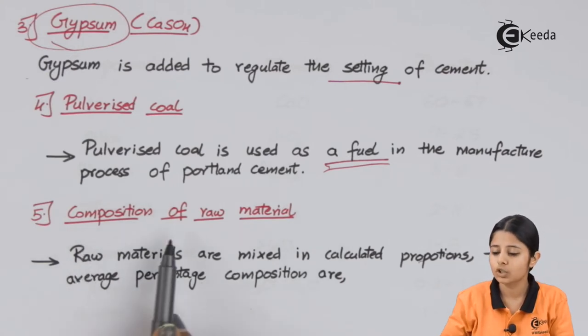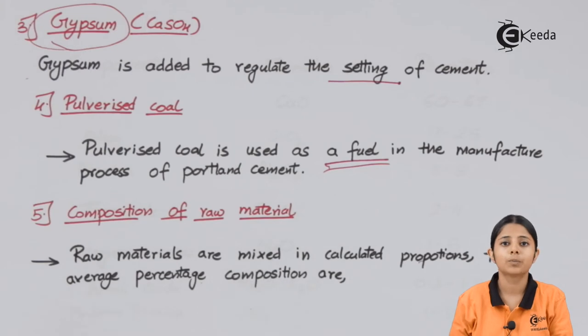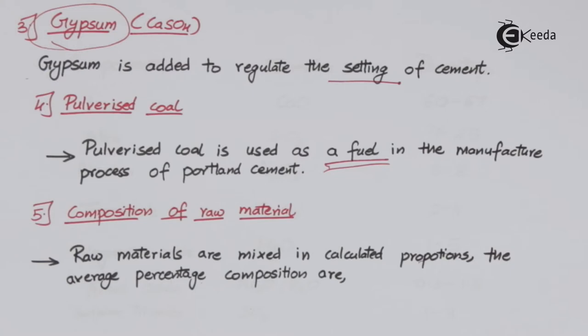Finally, we have compositions of the raw materials. Now, the composition of the raw materials is extremely important over here. Why? Because if a raw material is exceeding its size or exceeding its percentage, then the entire composition will go wrong, which will eventually affect the setting and the hardening property of the cement. Raw materials are mixed in calculated proportions. The average percentage compositions are as follows.